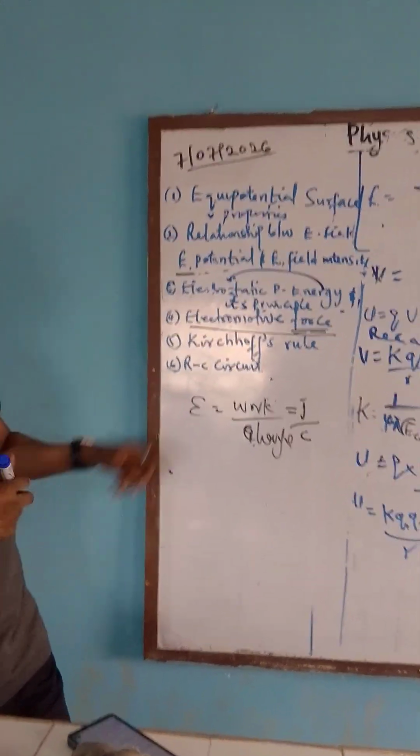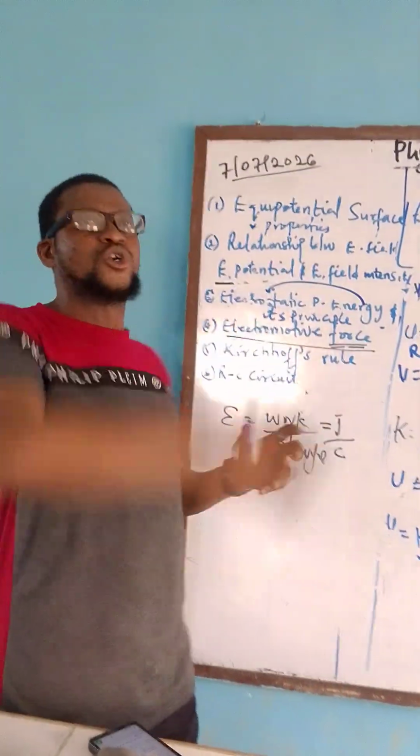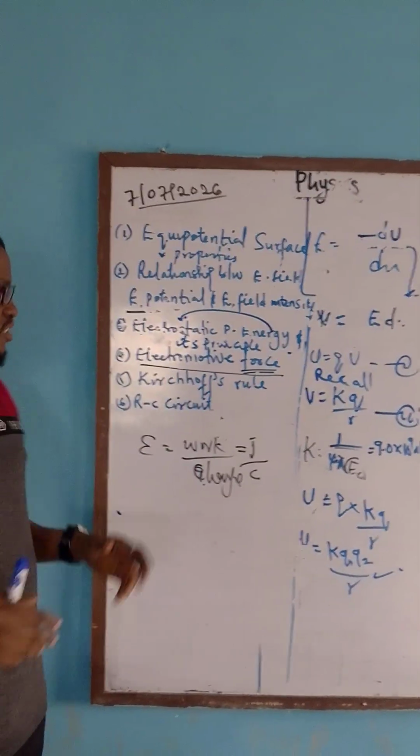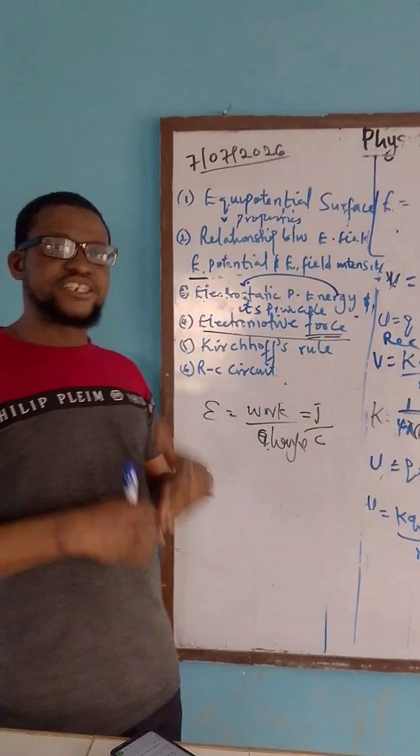They are the same. Just like this one, we are moving the charge beyond just 2 points. But in potential difference, we are moving the charge between just 2 points. They carry the same formula, they carry the same unit.